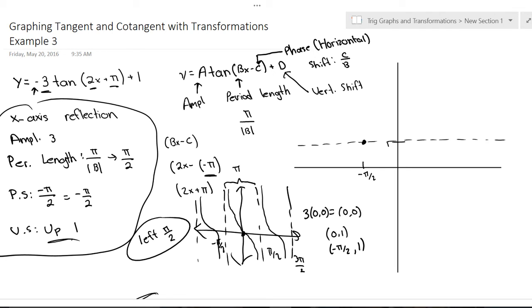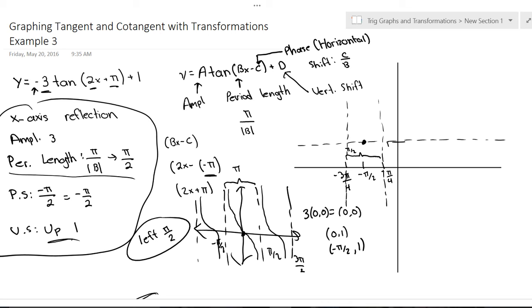Now let's start looking at this period length. The period length is pi over 2. So I know halfway between, we've got pi over 4, and then negative pi over 4 is going to be an important point. And negative 3 pi over 4 is also going to be an important point, because if the entire period has to be pi over 2, and we know that the point where it touches the center line is always in the middle of our period.